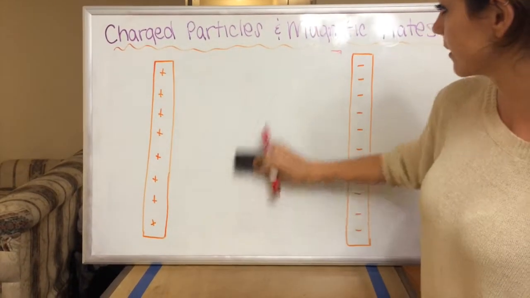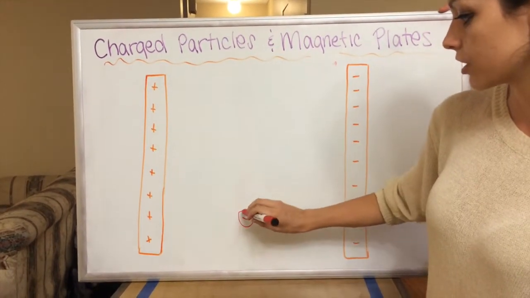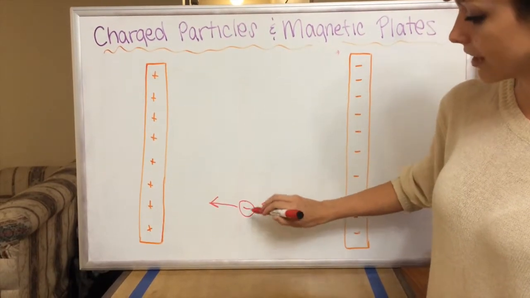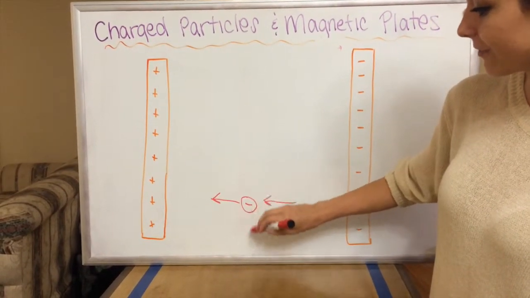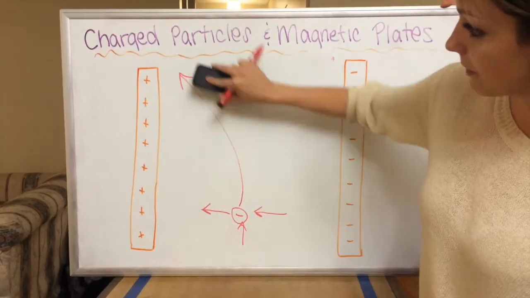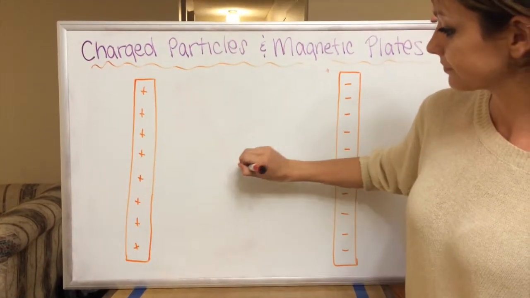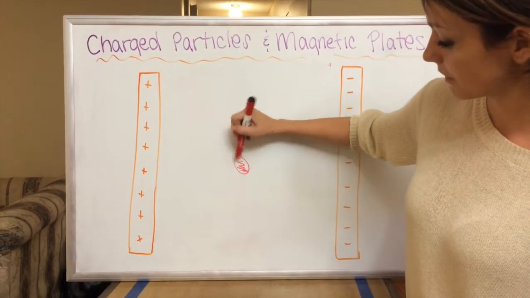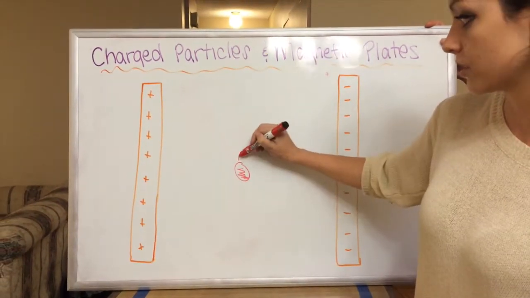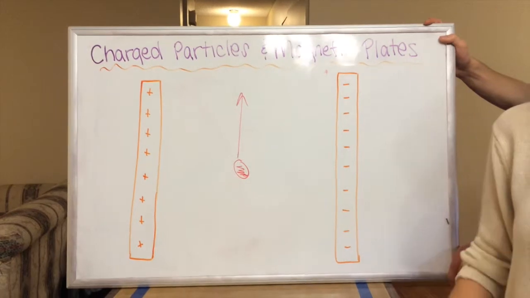Now, vice versa, if we have a negative particle in the middle, it'll be attracted to the positive side and repelled from the negative side. So if it's being thrusted forward as well, it'll go towards the positive side. Now, if we have a neutral one that neither has a charge, and it's just neutral in the middle, it is not going to be attracted to either side of the magnetic field. It's just going to go straight or stay in limbo, depending on the force that it's applied to.